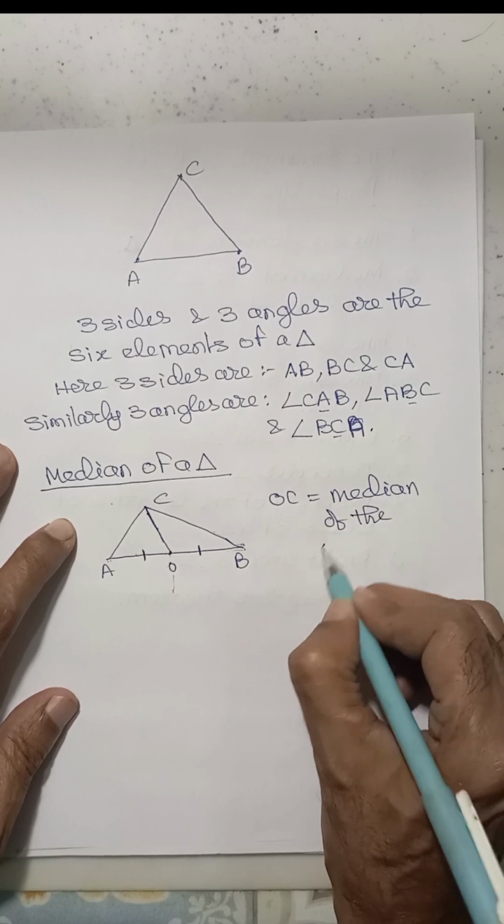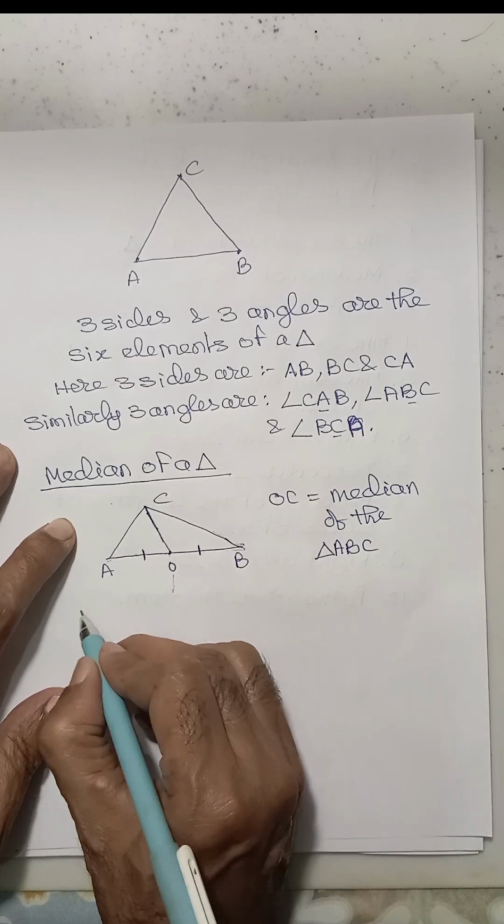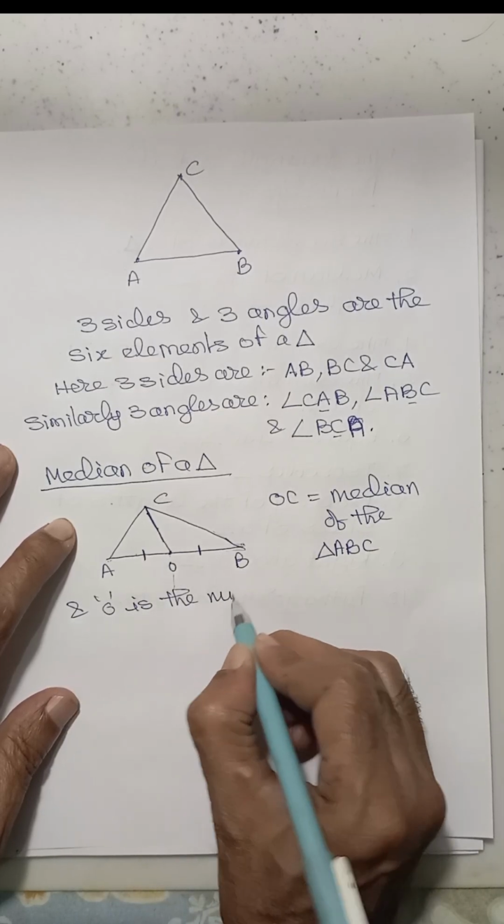The triangle ABC, and O is the midpoint of AB.